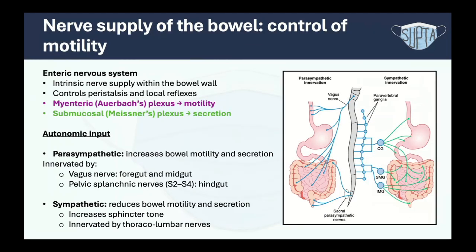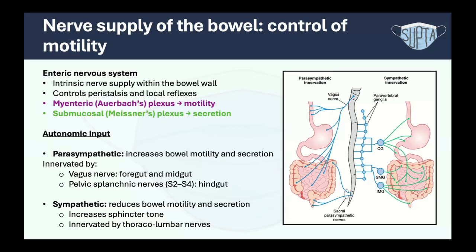Moving on to nerve supply of the bowel, the GI tract has its own intrinsic nervous system called the enteric nervous system, which works independently of the brain and spinal cord. It controls our daily functions like peristalsis and also local reflexes and secretion. There are two main nerve plexuses within the enteric nervous system, which are the myenteric plexus, which controls gut motility and movement. And we also have the submucosal plexus, which controls secretion and also local blood flow. So even if all the external nerve input were cut, the gut will still be able to move and also secrete because of our enteric nervous system.